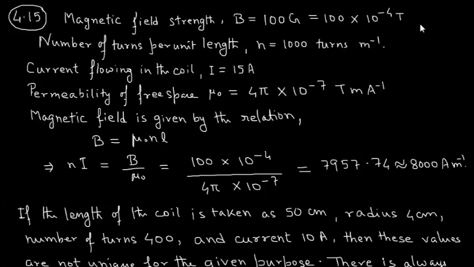So magnetic field strength B is equal to 100 G, that is 100 multiplied by 10 to the power minus 4 T. Number of turns per unit length n is equal to 1000 turns per meter. Current flowing in the coil I is equal to 15 ampere. Permeability of free space mu naught is equal to 4 pi multiplied by 10 to the power minus 7 Tm A inverse.